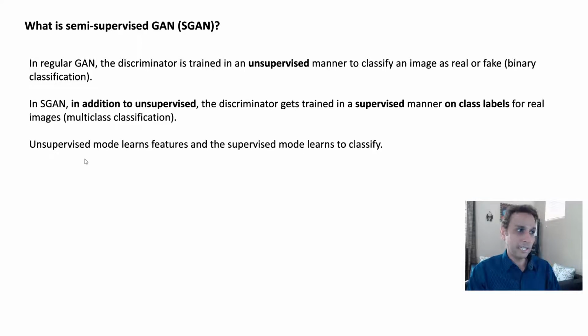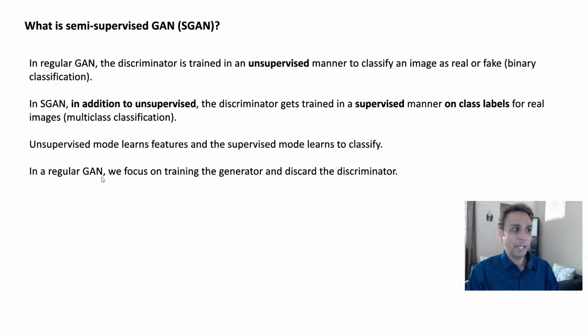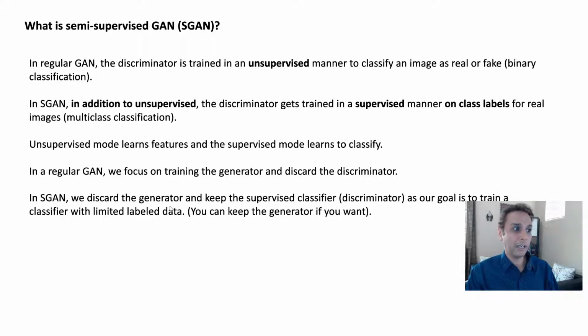It is being learned during the training process, and it learns the features. And then in a regular GAN, we focus on training the generator and discard the discriminator, right? The discriminator is there only to make the generator better at creating fake images in a regular GAN. In our SGAN, we do not care about the generator, because the generator is there to make our discriminator, the supervised discriminator, a better classifier. So we do not care about the generator. In fact, you can keep it if you want, but we usually throw that out. And we only keep the supervised classifier, which is the discriminator right there.